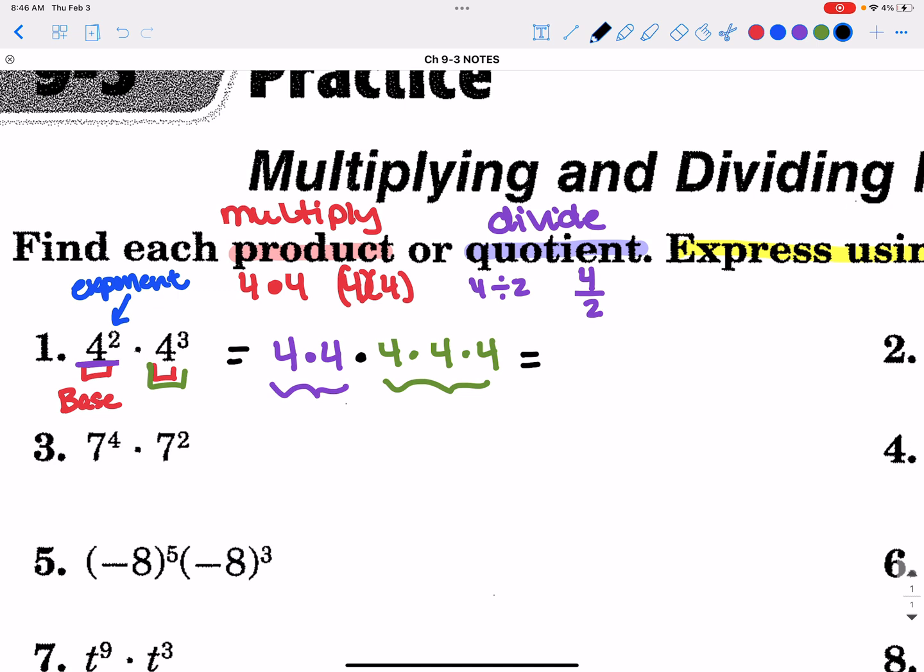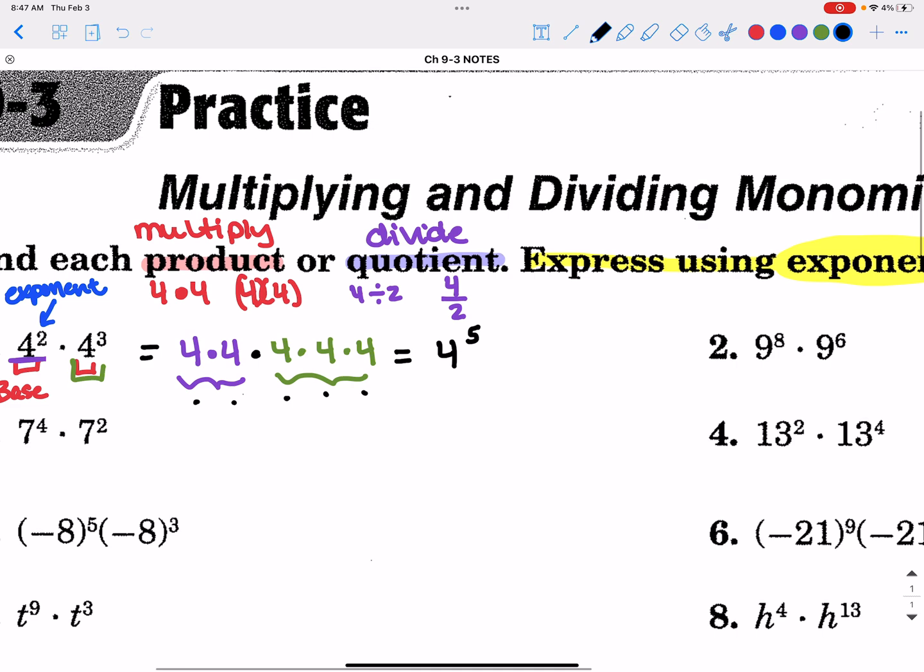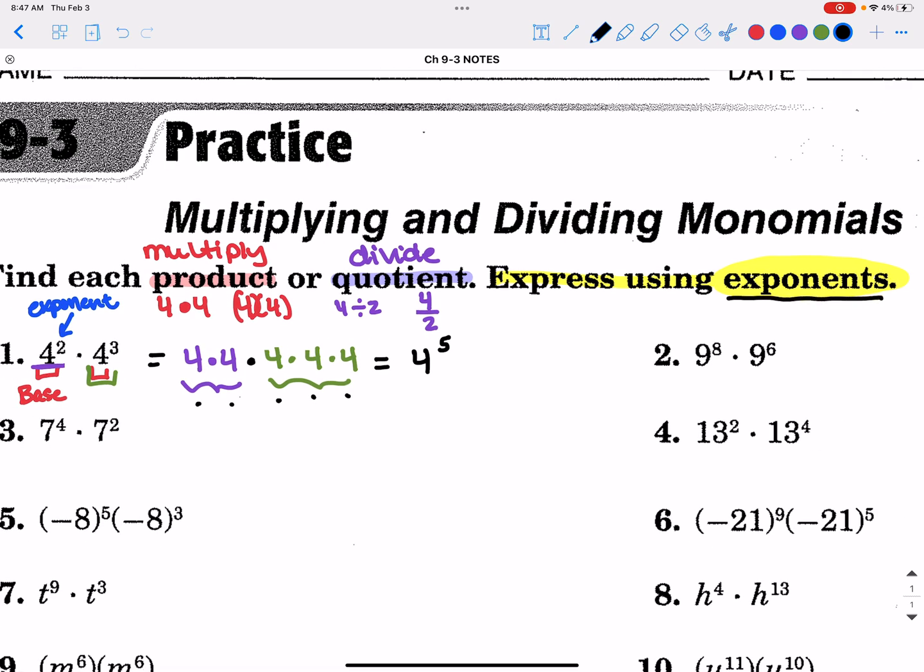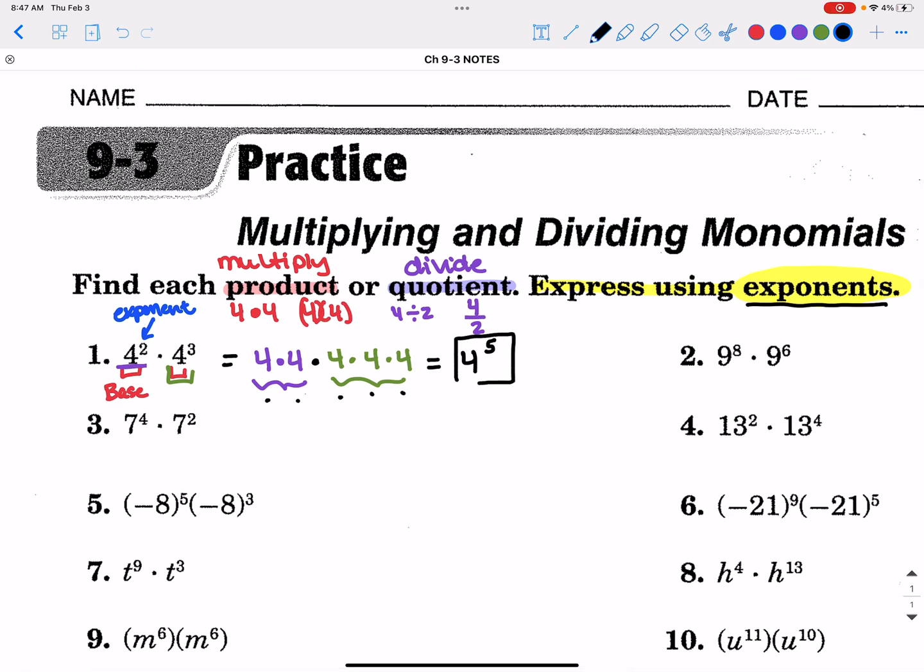If you have a bunch of bases that are a 4, we did this on Monday, you just write 4 to the, how many are there? Total, 1, 2, 3, 4, 5. So it's 4 to the 5th power. So the answer here, the product of 4 squared times 4 cubed, expressed as an exponent, is 4 to the 5th. That's our answer.